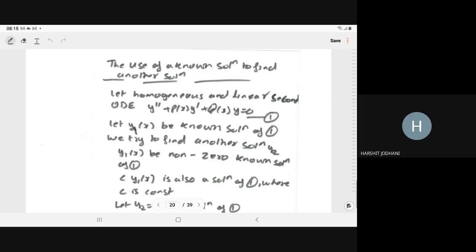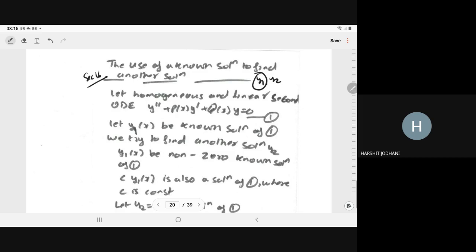Okay, sir. Use of known solution. Now we are moving to section 16. It is a very important section: use of a known solution to find another solution. We know that for writing the general solution, we always require y1 and y2. So by inspection, by judgment, we can determine one solution easily.